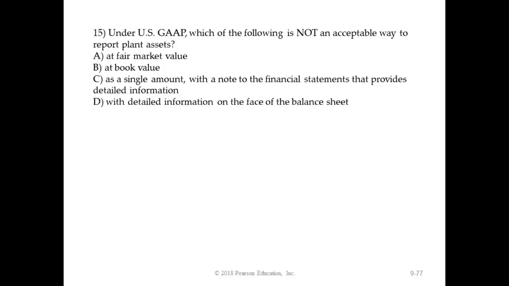In this case, what we want to do is not report assets at their fair market value. We're always looking at cost, or cost minus the accumulated depreciation, or book value. So again, the one that we're not going to be reporting our assets at is always fair market value, and that's going to be A.